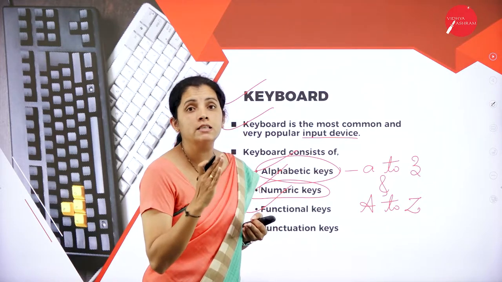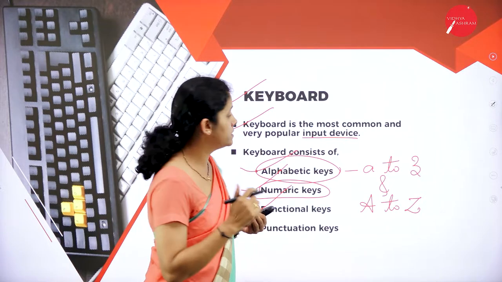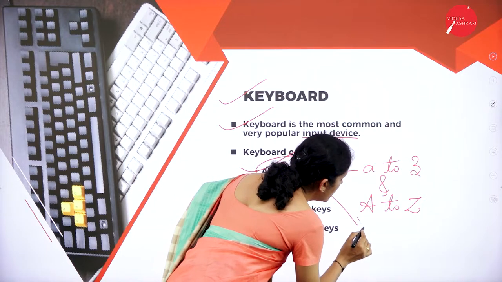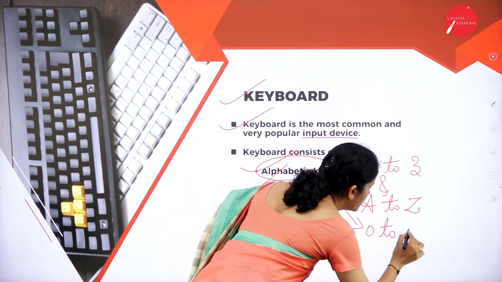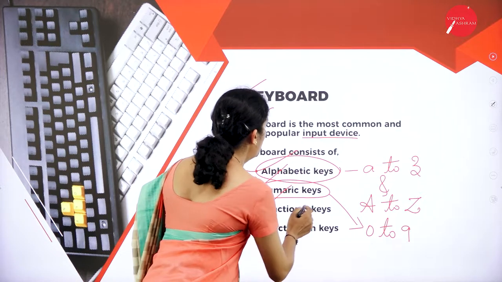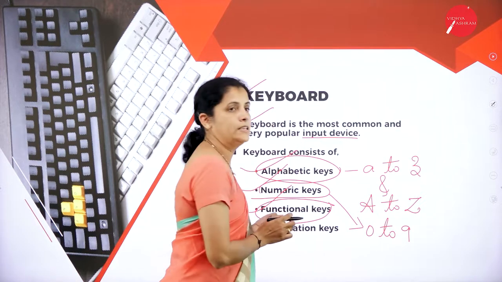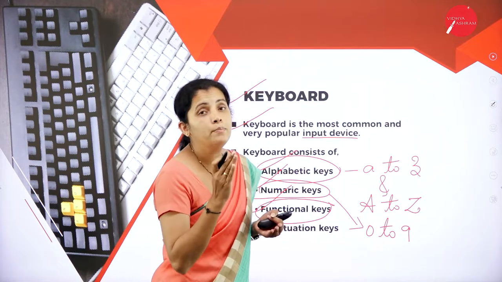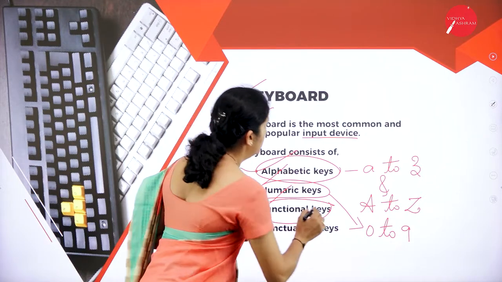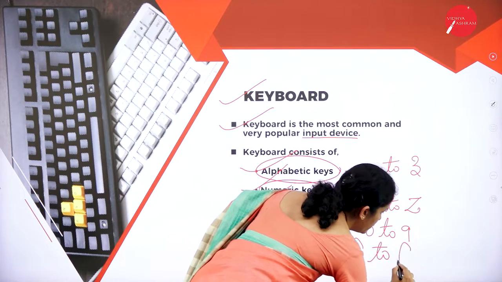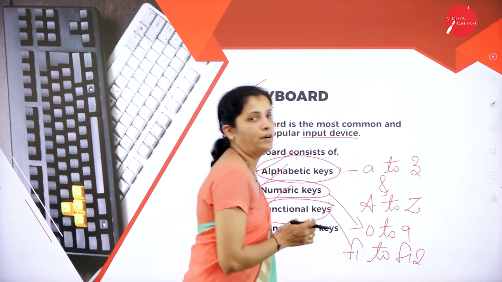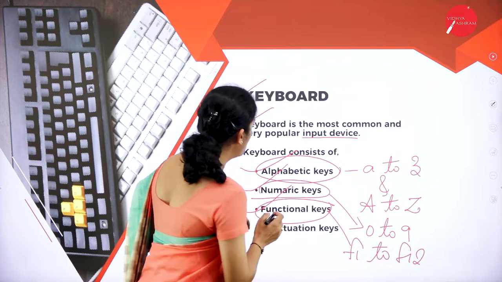Here, numeric keys are nothing but the numbers. The numbers start from 0 to 9. Then what are functional keys? Here, the keyboard consists of F1 to F12, different functional keys.